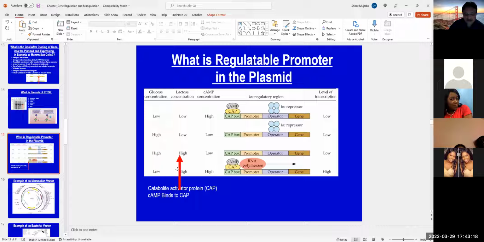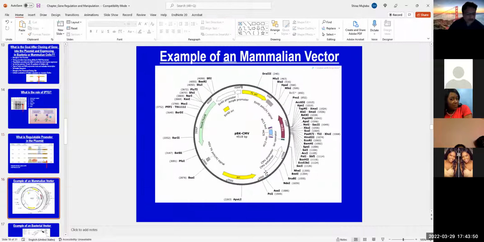When glucose and lactose is high, then also low. Now you can ask me why. So now see here, when the lactose concentration is high, then it facilitates the binding of RNA polymerase. So this lactose molecule, when it comes, it works on the lac operon, the model I showed you. And then it helps the RNA polymerase to synthesize the gene or mRNA.